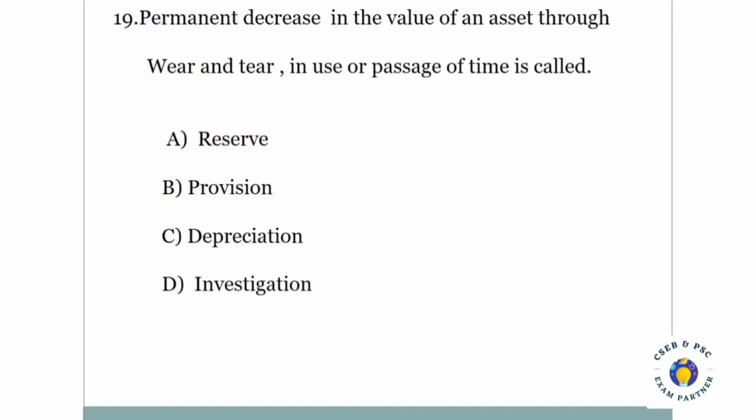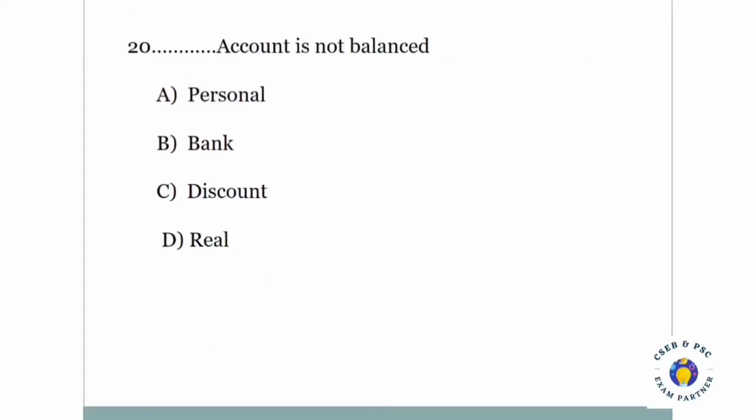Question number 19. Permanent decrease in the value of an asset through wear and tear in use or passage of time is called option A reserve, option B provision, C depreciation, D investigation. Answer is depreciation.